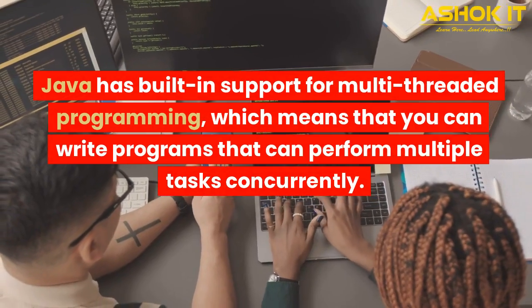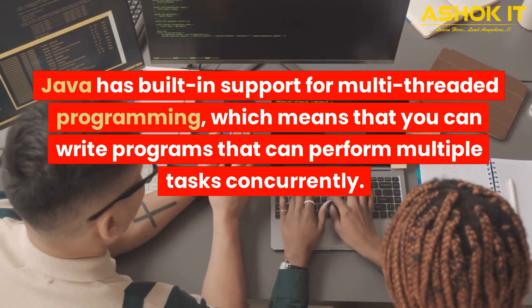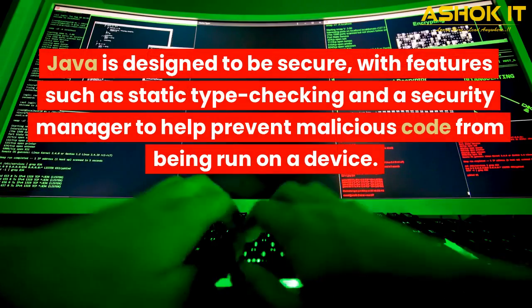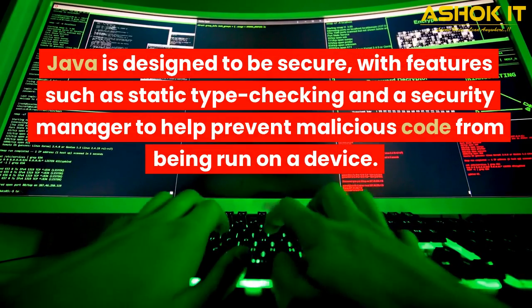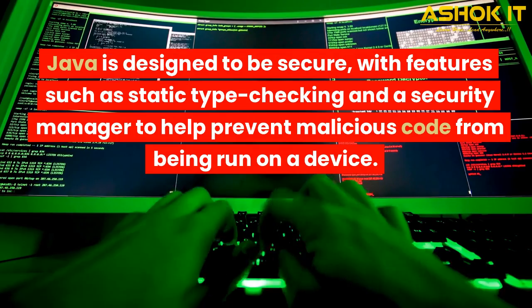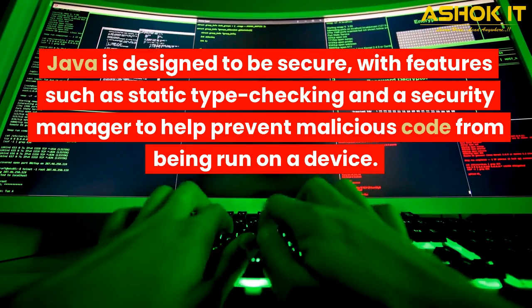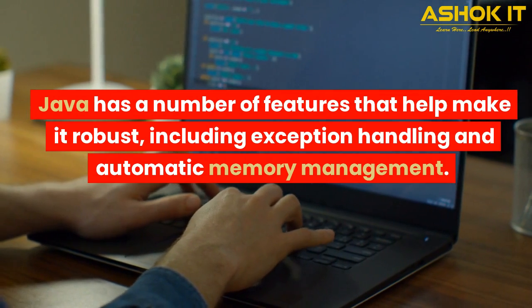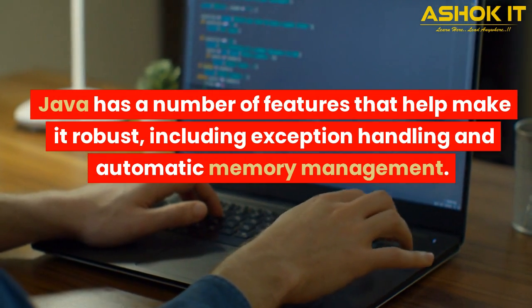Java has built-in support for multi-threaded programming, which means that you can write programs that can perform multiple tasks concurrently. Java is designed to be secure, with features such as static type checking and a security manager to help prevent malicious code from being run on a device. Java has a number of features that help make it robust, including exception handling and automatic memory management.